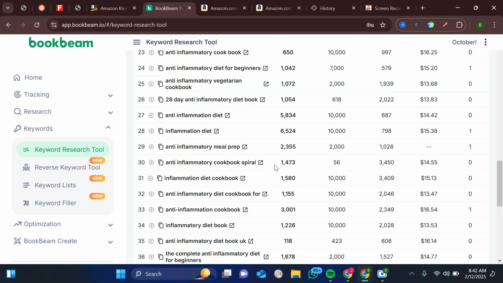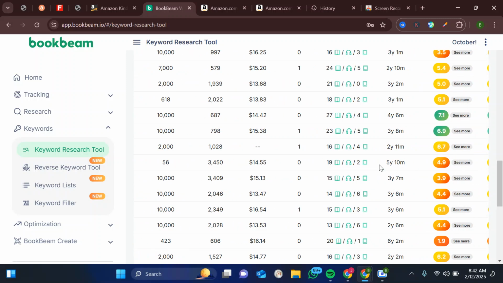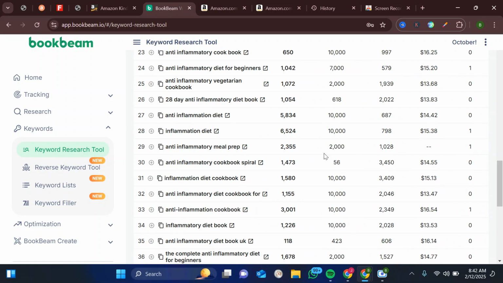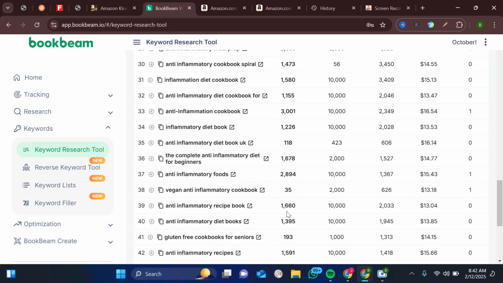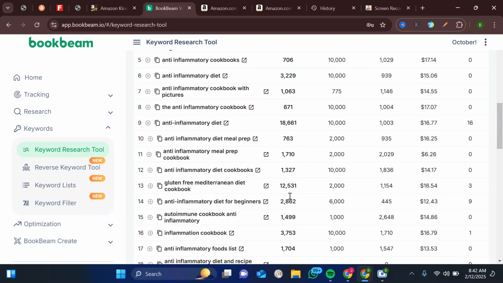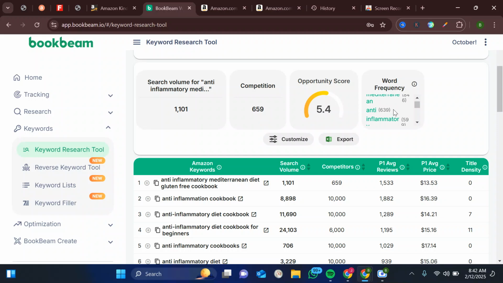Anti-inflammatory cookbook spiral. This is another one to go for. 56 competition, over 1,000 search volume. This is good. Average price 14. Good. 5 years. Moderate demand and moderate competition. Okay. So we'll check for more if you need more. Or if you don't want to be checking one by one like this, you can also come to this word frequency again and go for it like this. Look for one with less word frequency ratio. I always select less than 100.